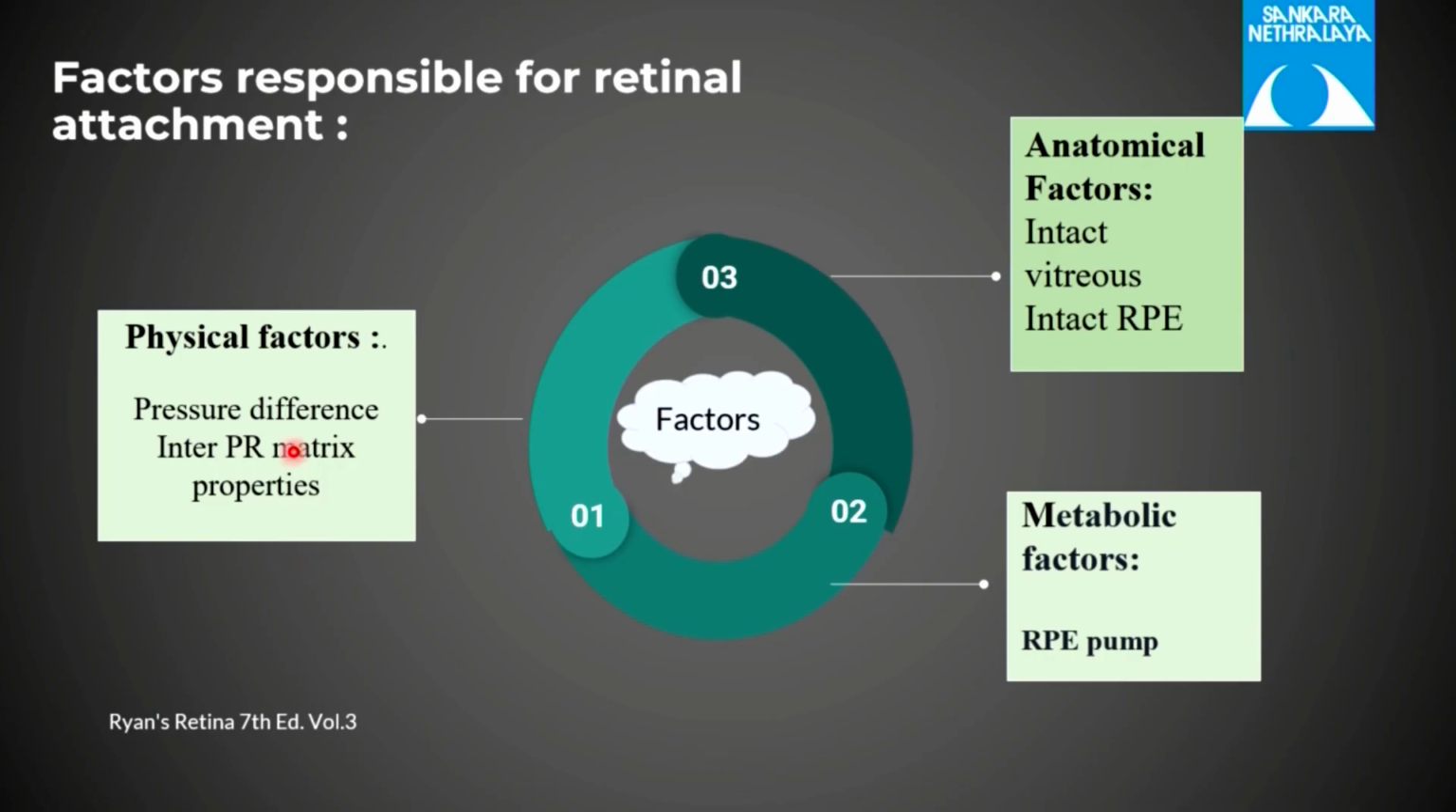These are some of the factors which normally maintain retinal attachment. The physical factor is the pressure difference across the interphotoreceptor matrix. Anatomical factors are the intact vitreous, which pushes the retina and keeps it in the attached state, and the intact retinal pigment epithelium. The metabolic factor is the RPE pump mechanism, which constantly pumps the fluid out. This helps to maintain the retina attached.